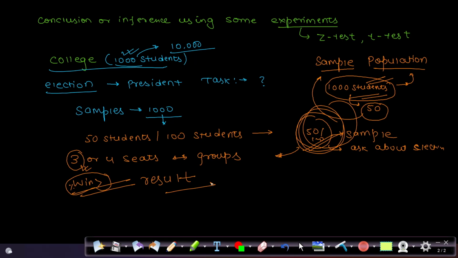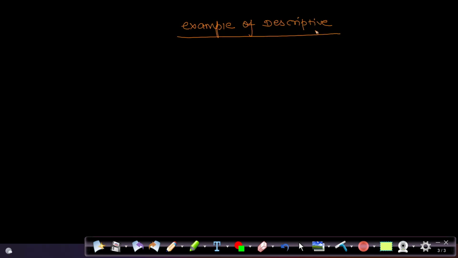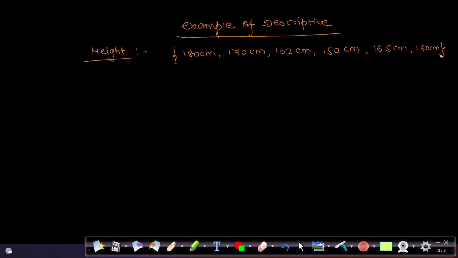Now let's understand an example of descriptive statistics. Suppose we have height data, let's say 180 centimeter, 170 centimeter, 162 centimeter, 150 centimeter, 165 centimeter, and 160 centimeter.